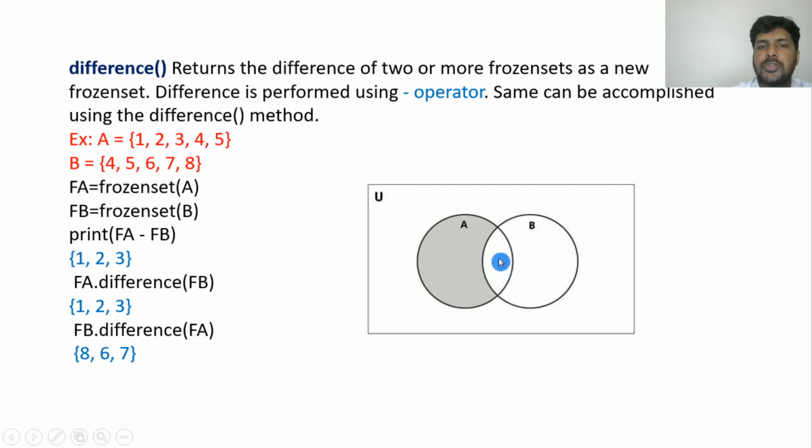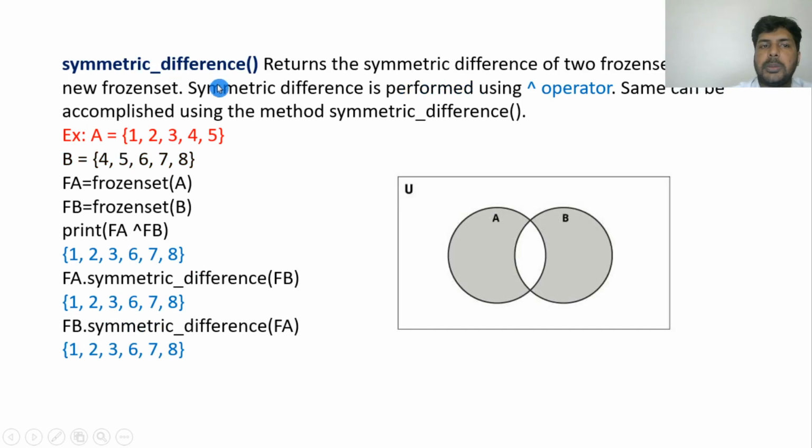Suppose I say A minus B, what will it print? A minus B means it will print 1 2 3, removing the 4 5, because 4 5 are the common ones. In the same way, if I go for a symmetric difference, it will remove the common elements between A and B, the reverse of the intersection. Not only this, we can also implement superset, subset, and disjoint. We'll see those later. First let us implement these functions in Python.